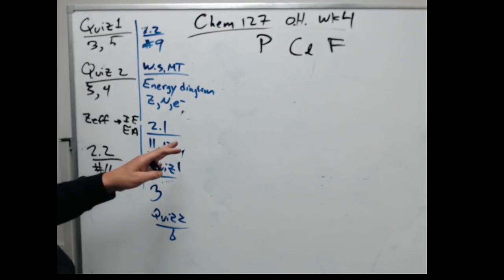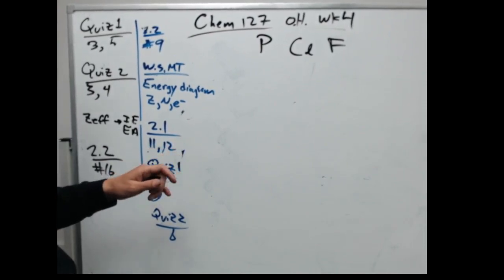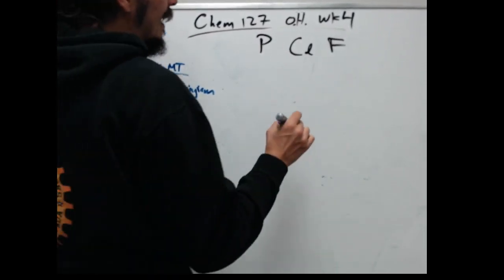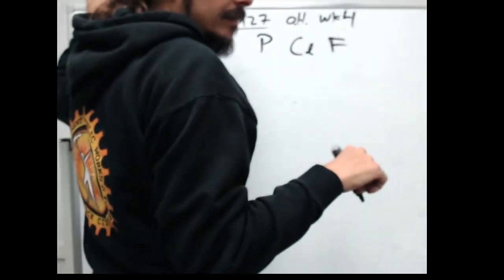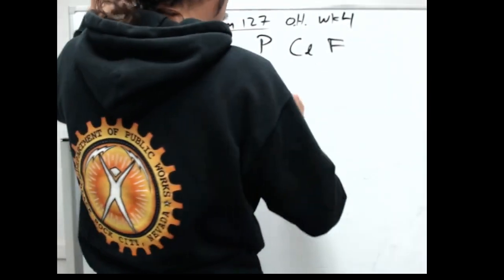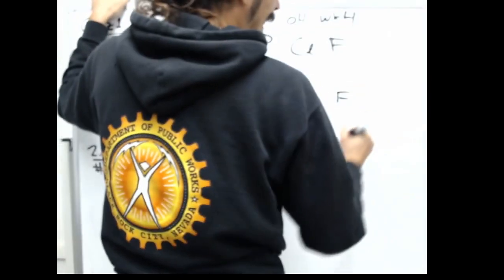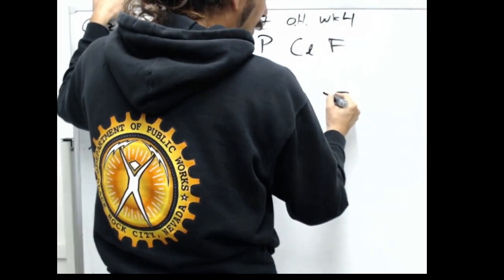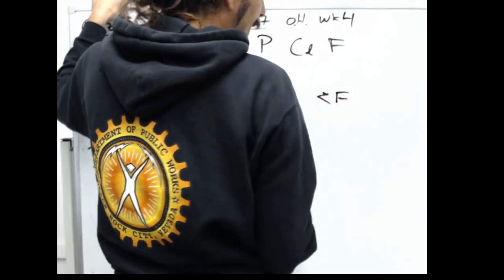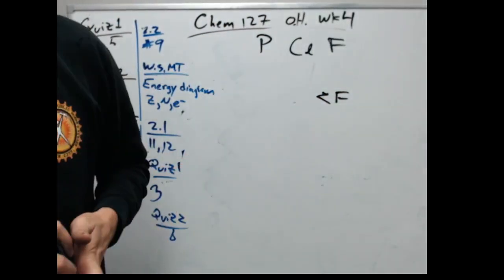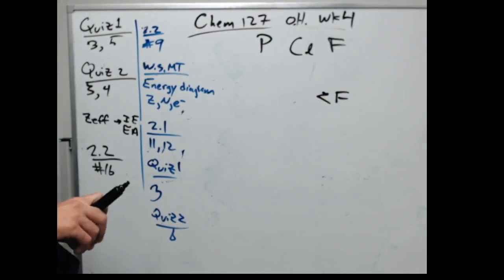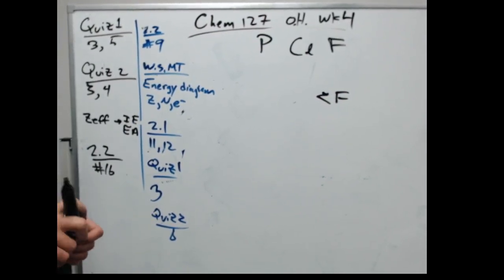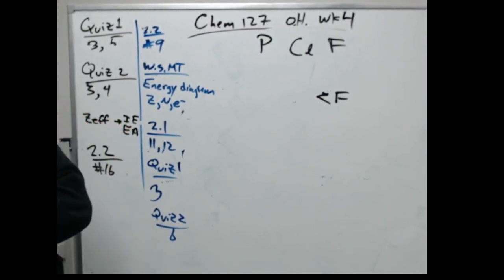Do we know which one is the most electronegative? Fluorine's most electronegative. So are we listing least to most or most to least? I think it was least to most. Least to most, fluorine is definitely going to be the last one. Fluorine is going to have the biggest electronegativity. Everything is going to be smaller than that. Chlorine versus phosphorus. All we have to figure out is which one's going to be more electronegative, chlorine or phosphorus. Look at the periodic table.